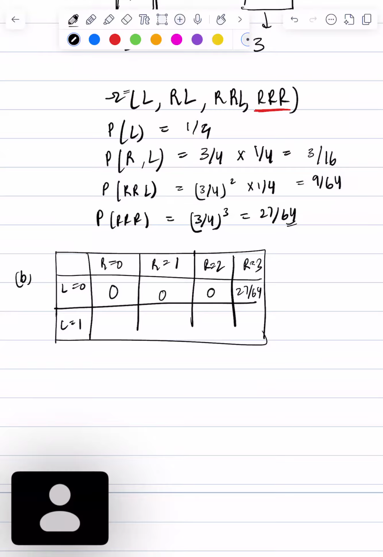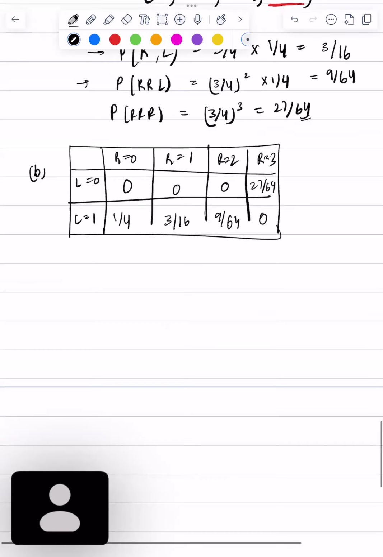Then we know that L is 1 and R is 0 happens with 1/4 probability, this first one right here. L is 1 and R is 1 happens with 3/16 probability, which is right here. L is 1 and R is 2 happens with 9/64, which is right here. And then this also cannot happen.